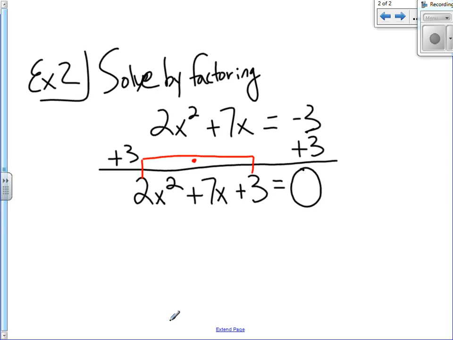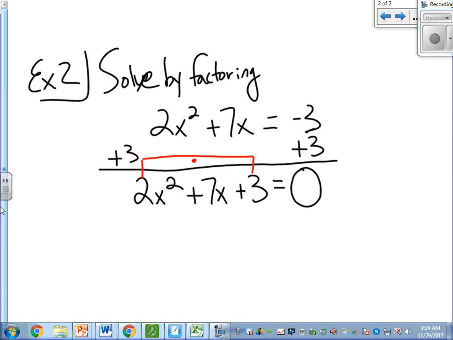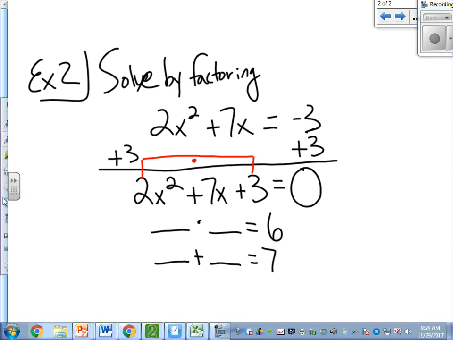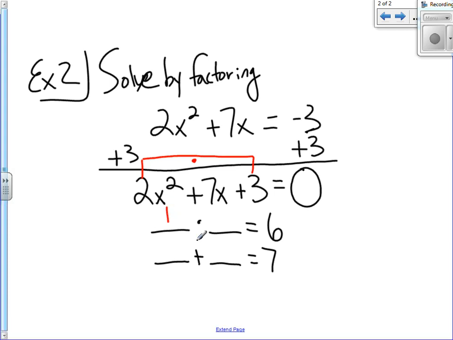2 times 3 is 6. We're going to need two numbers that multiply to 6, but those same two numbers are going to have to add to what's in the middle, 7. So what two numbers multiply to 6 but add to 7? What do you think? I think it's 1 and 6. Let's see. 1 times 6 checks, because 1 times 6 is 6. 1 plus 6 is 7. I have 7 on the other side. The left side matches the right side.